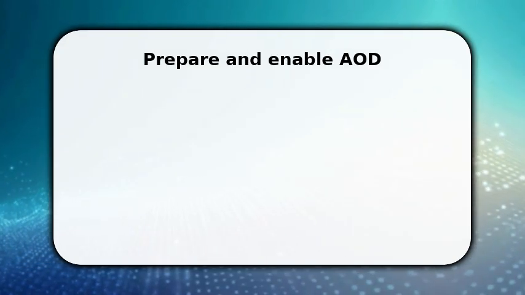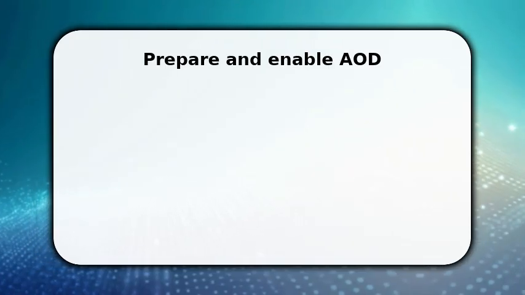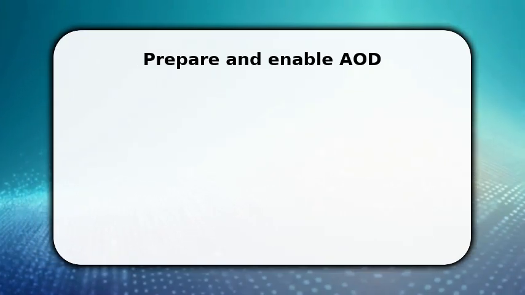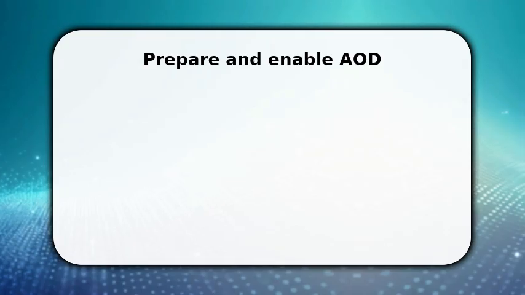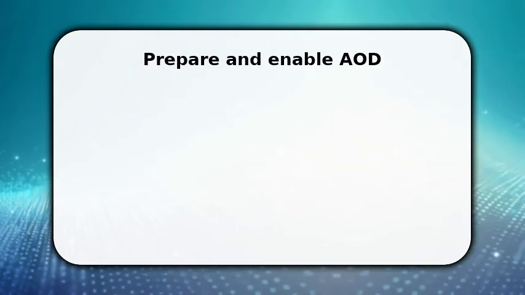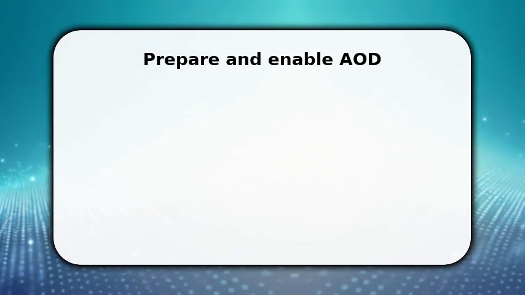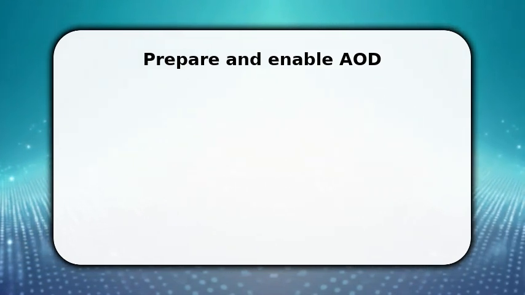Choose a basic clock or minimal widget for now so the phone uses less power. Once done, make sure battery saver is off and the device is above roughly 20% so changes apply immediately. This gets AOD active and prevents the system from auto-disabling it before you finish setup.